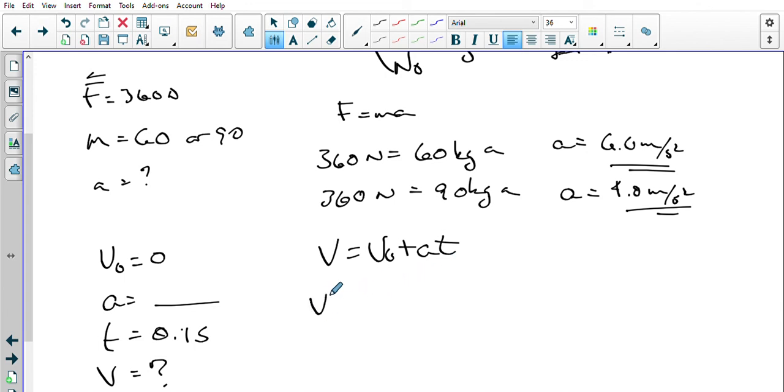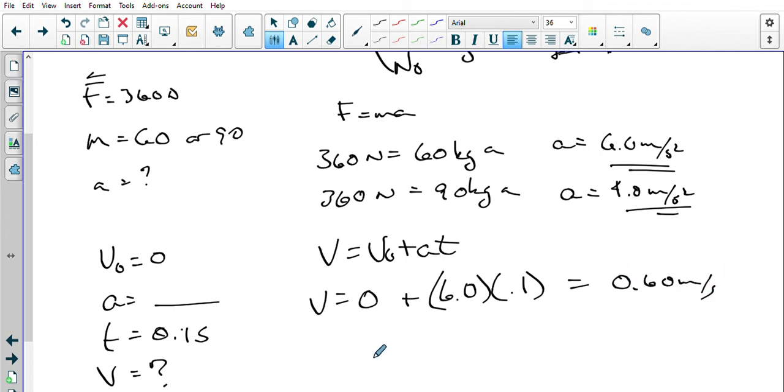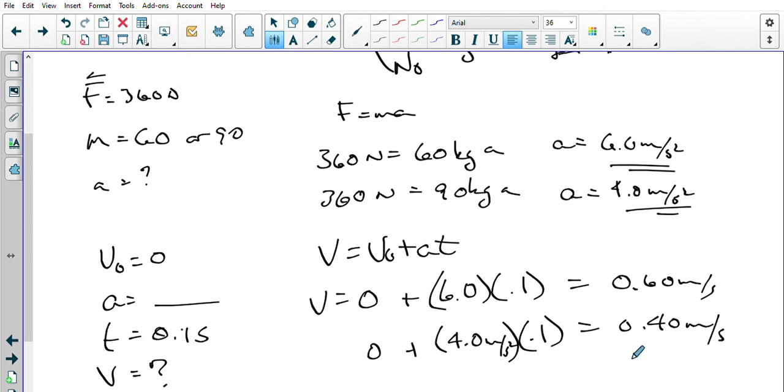So velocity is equal to 0 plus our 6.0 meters per second squared times 0.1, and that's going to equal 0.60 meters per second. Likewise, for the next one, we have 4.0 meters per second squared times our 0.1 seconds. That's equal to 0.40 meters per second. And there we have our two velocities of the boys.